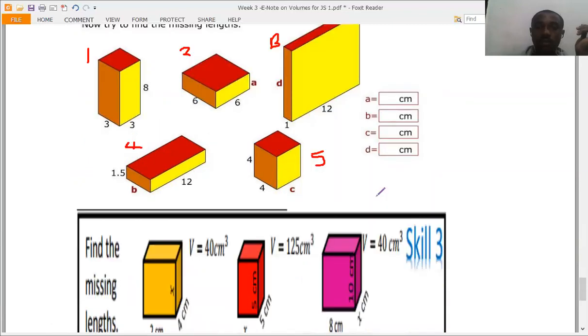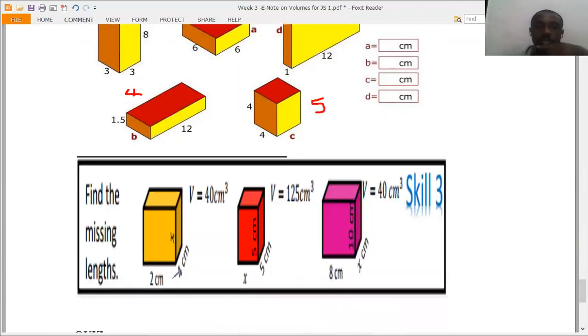And finally, find the missing length also. Find X, solve for X.